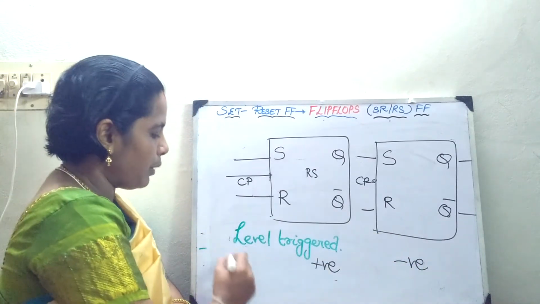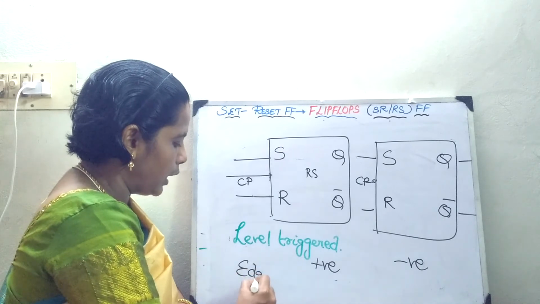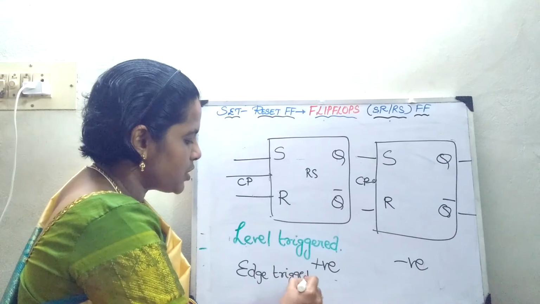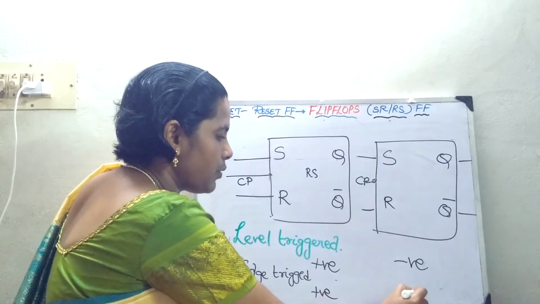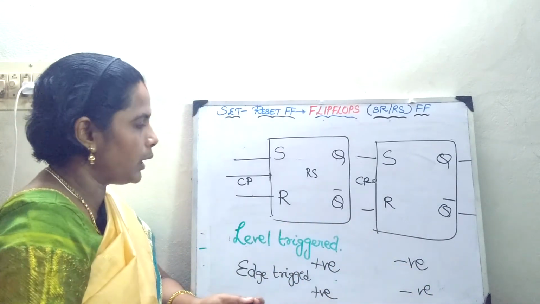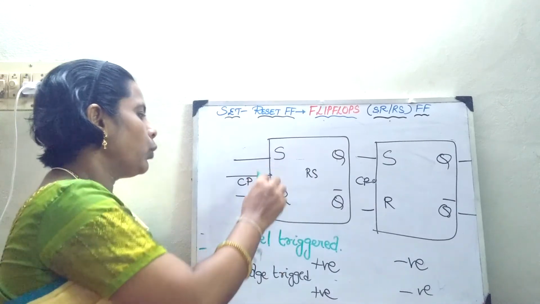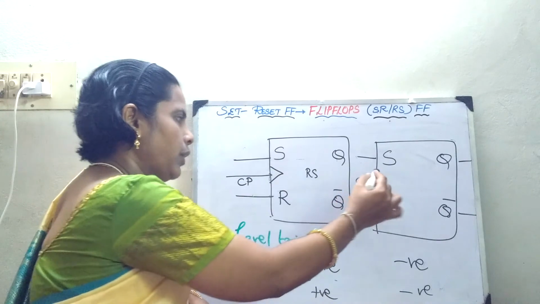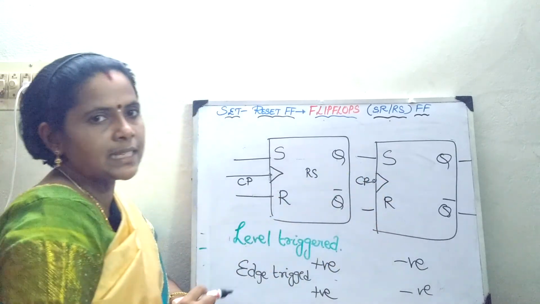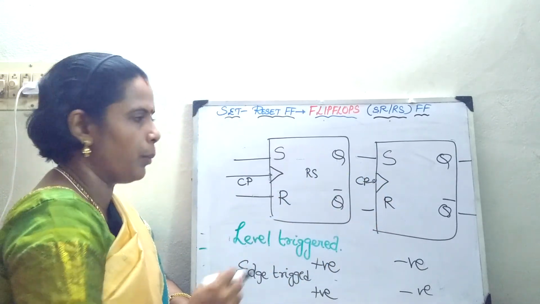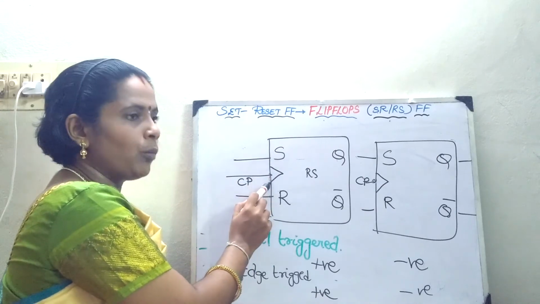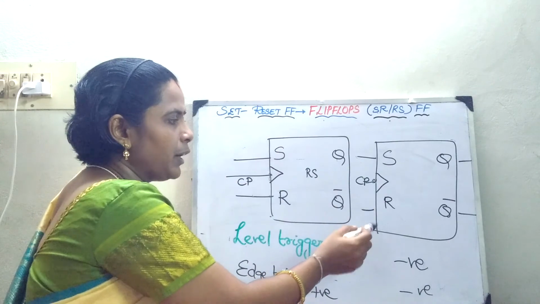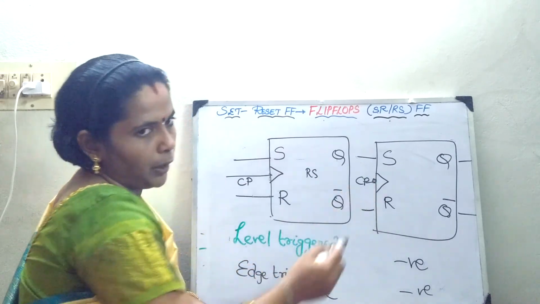Now if I change it to an edge triggered one, in edge triggered, positive and negative, what I am going to do is put a small arrow mark. When I give this signal, it says that it is an edge triggered flip-flop. If I am not going to use this arrow mark, it is a level triggered positive flip-flop. For a negative level triggered flip-flop, you just put a bubble here.